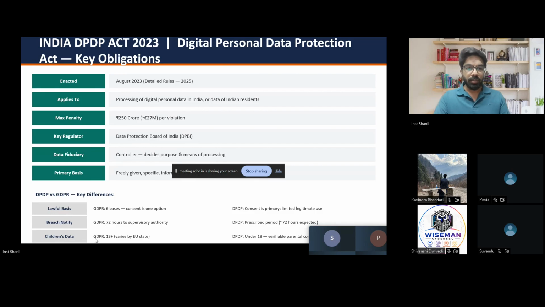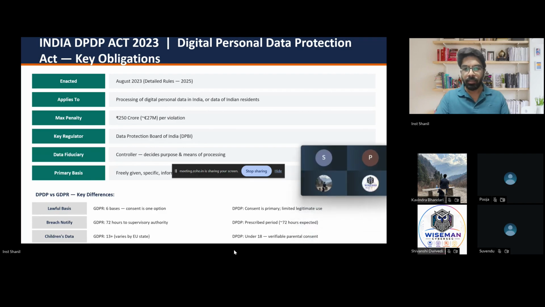Children's data. For GDPR, every person who is aged 13 plus has their data verified by the EU state, right? And under DPDP, anyone under 18 is categorized as a child in India. So we need parental consent to apply the DPDP Act.